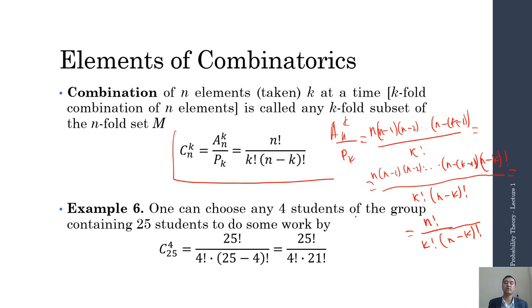We can choose any 4 students of a group containing 25 students to do some work in the following way. I want to choose 4 students out of 25. If in one group there are 25 students and I want to choose only 4 of them, I have to use the combination formula. It will give the answer as some number. There are so many ways to choose 4 out of 25, and the exact number we can calculate using this combination.